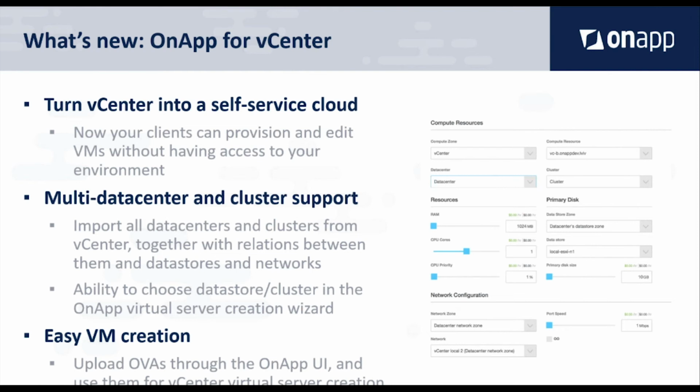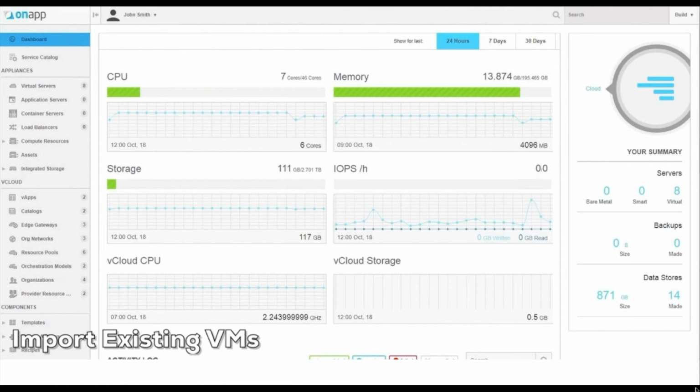We support multiple vCenter environments, multiple clusters. You can choose which resources you wish your customers to deploy VMs to using our bucket system. Your customers can then use the deployment wizard within set resources and limits. So I'll go through a quick demo now of what this looks like in the OnApp Cloud portal.